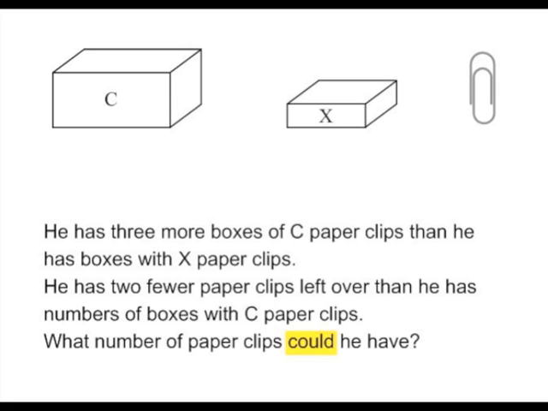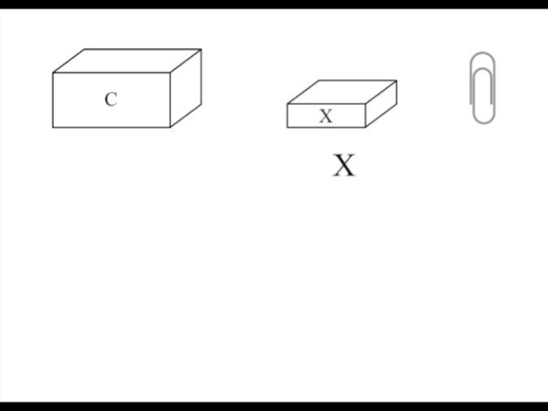It doesn't say, what number of paper clips does he have, but instead, could he have? This implies that there is not a single correct answer, but instead, multiple correct answers. That also gives us permission to guess a little bit, as long as we stay within the boundaries set by the rest of the problem. So let's guess there's one box of 10 paper clips and see how that works out.